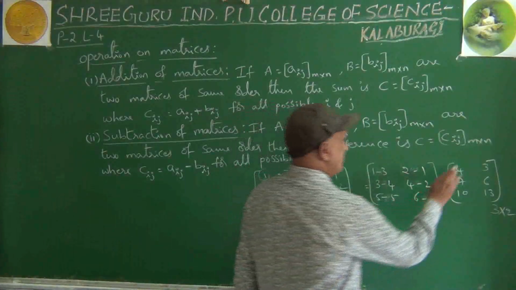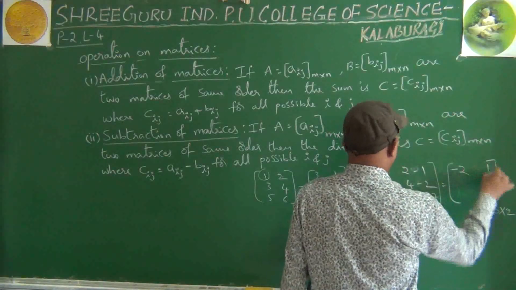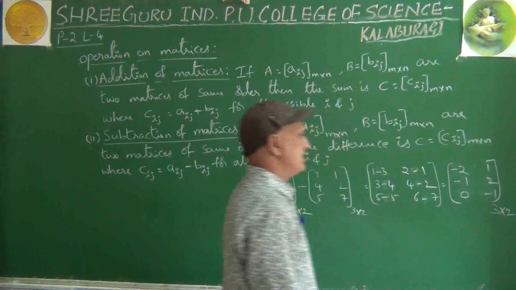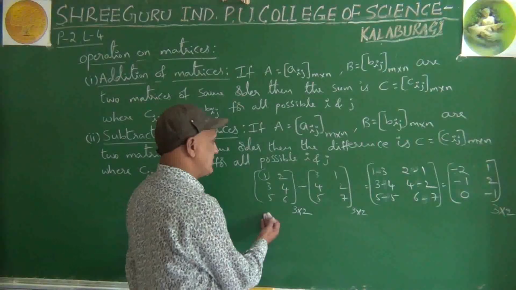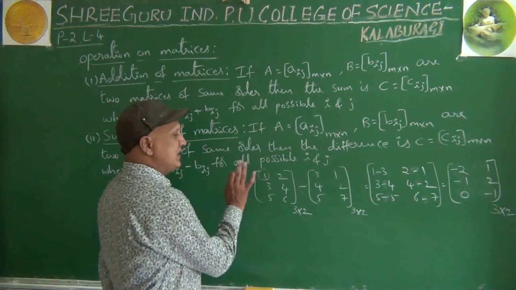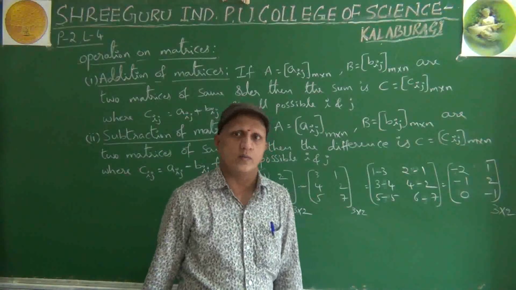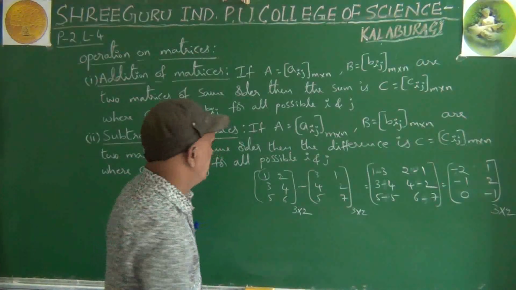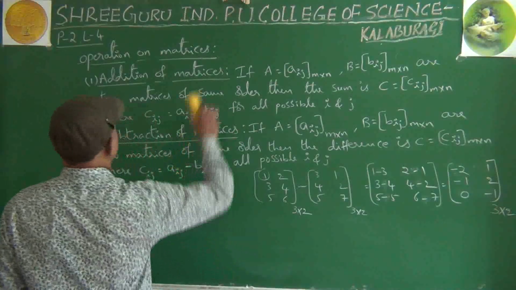1 minus 3 is minus 2, 2 minus 1 is 1, 3 minus 4 is minus 1, 4 minus 2 is 2, 5 minus 5 is 0, 6 minus 7 is minus 1. The same order will come. Whatever the order is, for this also the order should be the same. If capital A is a 2 by 2 matrix, capital B is also 2 by 2. If it is 3 by 2, this is also 3 by 2. Clear? Now let us see the next operation.